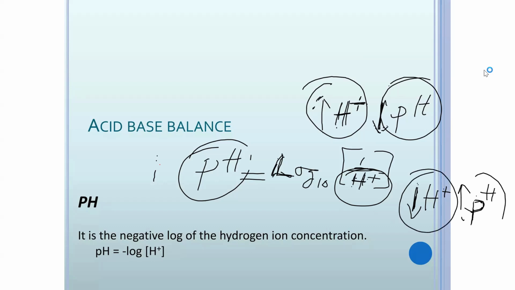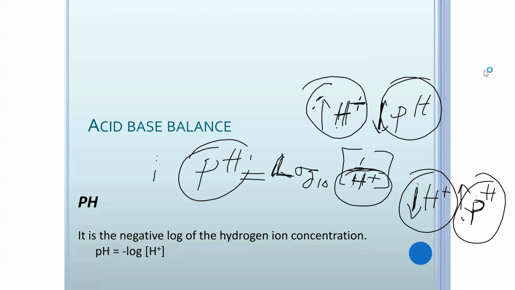So they are inversely related. If one increases, then the other one will decrease. pH decreases when hydrogen ion concentration increases, and pH increases when hydrogen ion concentration decreases. So they are inversely related.